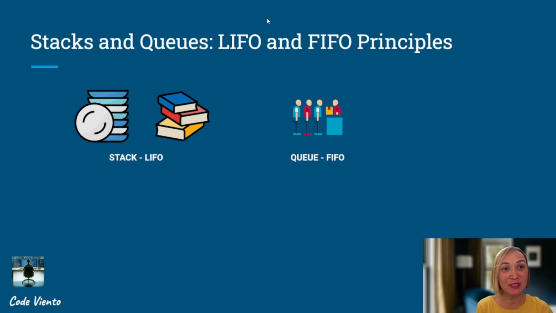Today we are diving into two powerful and fundamental data structures, stacks and queues. These structures operate based on two key principles: last in, first out and first in, first out. Let's break down how each of these works and why they are so important in programming. Let's see how they work.